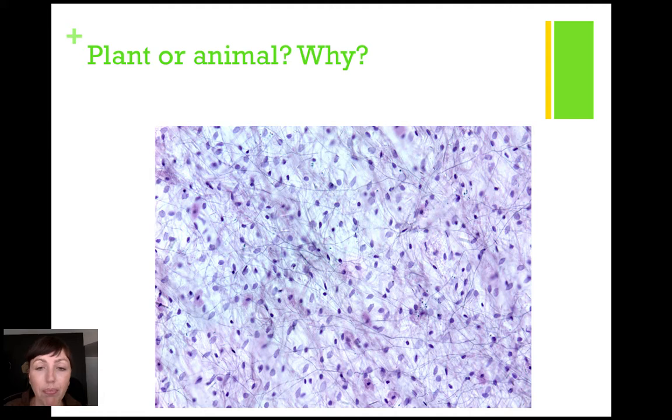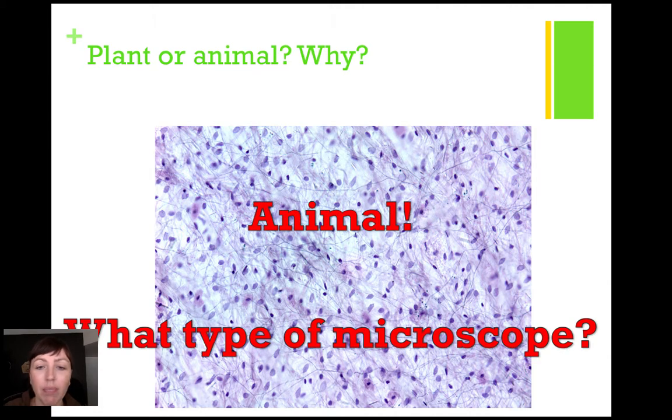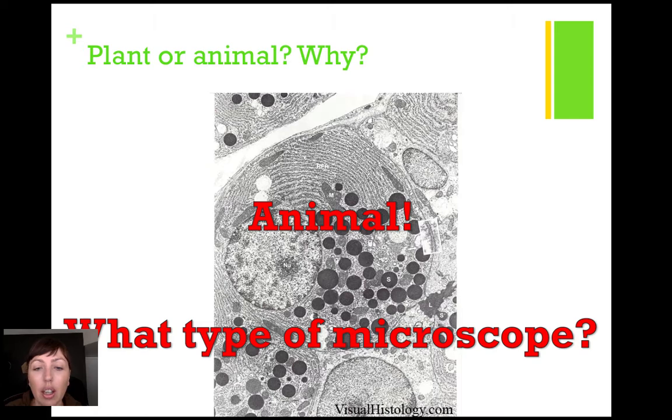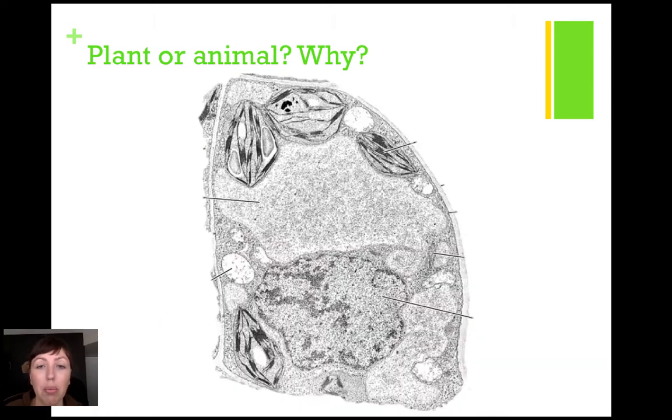Okay, so is this a plant or animal? And how do you know? Okay, it's an animal. What type of microscope is this? Okay, it is a compound light microscope. Okay, is this a plant or an animal, and how do you know? Okay, this is animal. How do you know? Because you're not seeing the really complex cell walls. And what type of microscope? It is an electron microscope.